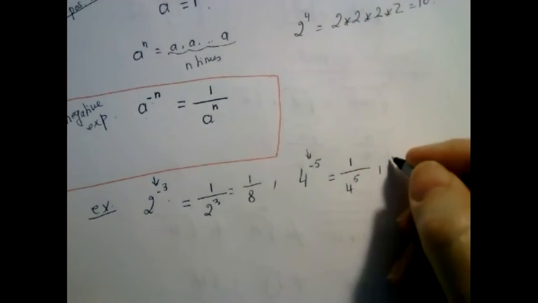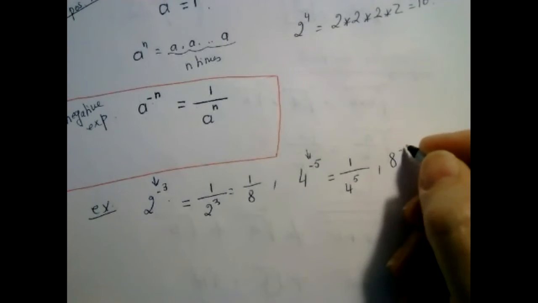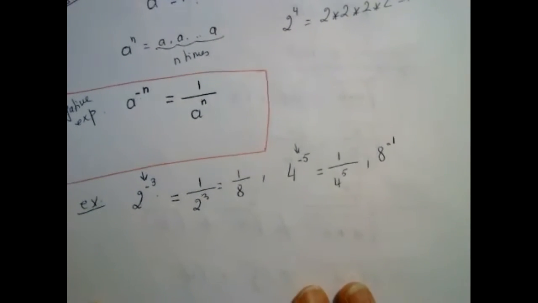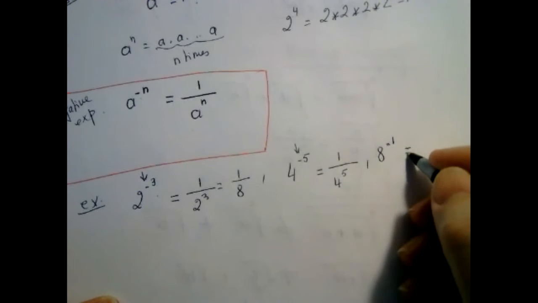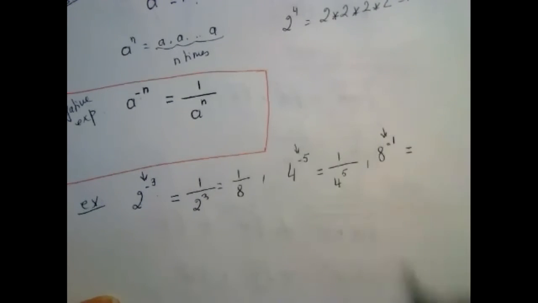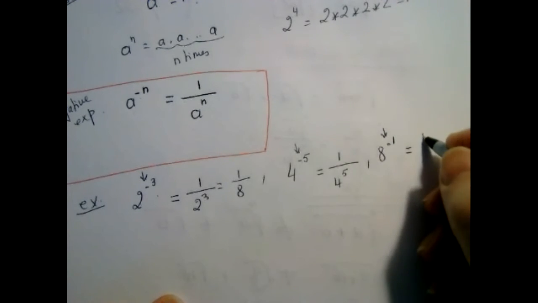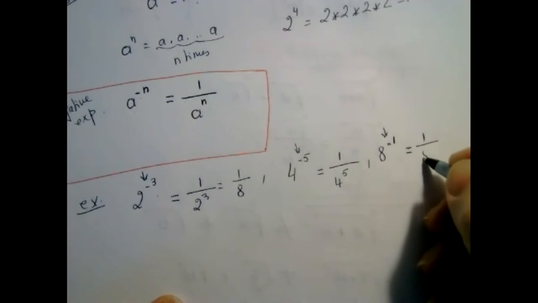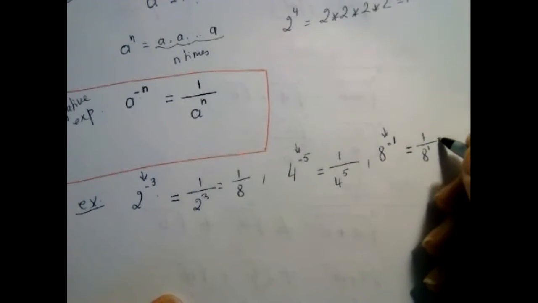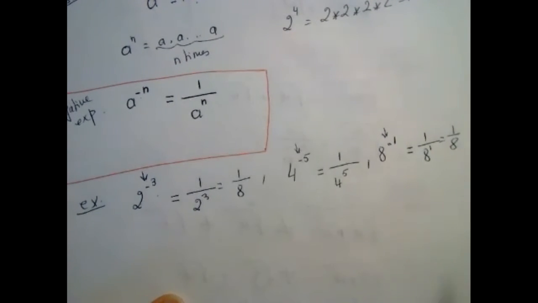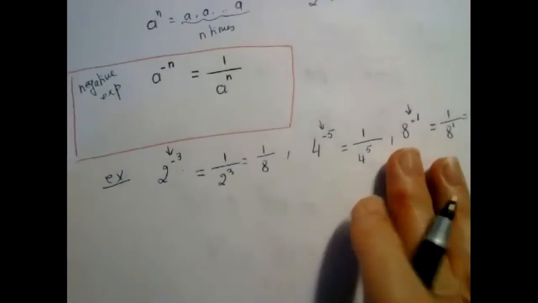Okay, now something simple: 8 to the -1. What does this mean? Please answer on chat quickly. You have a negative number here. What does it mean to you? It's 1 over 8 to the power 1. It means 1 over 8. Okay, so that's what a negative exponent means.